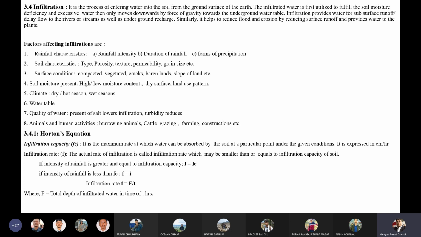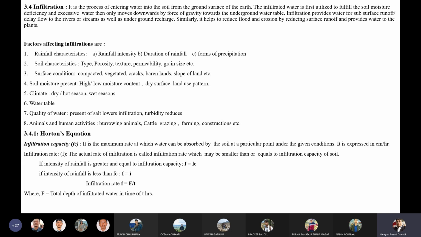If the intensity of rainfall I is greater than or equal to the infiltration capacity Fc, then the infiltration rate F will be equal to Fc. If the intensity of rainfall is less than Fc, then F is equal to I, the infiltration rate will be equal to I. Here, infiltration capacity is considered as Fc, and F is the infiltration rate. Infiltration rate and infiltration capacity seem to be the same thing.